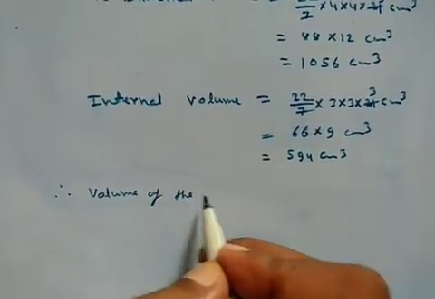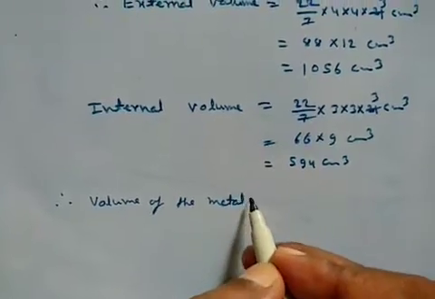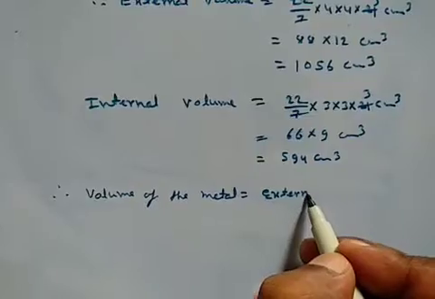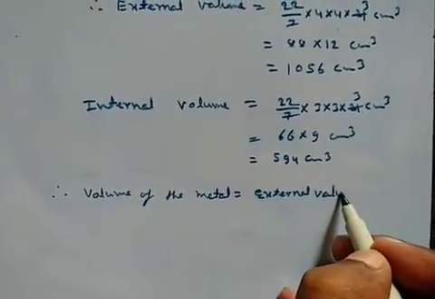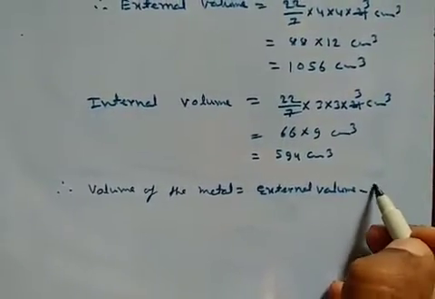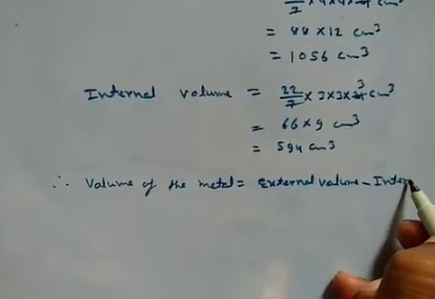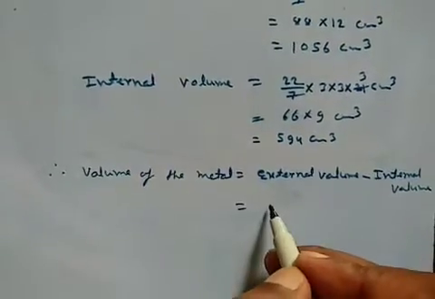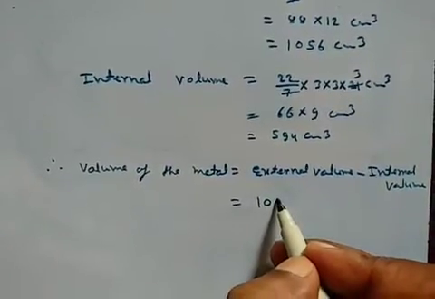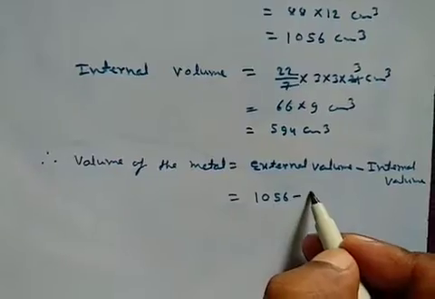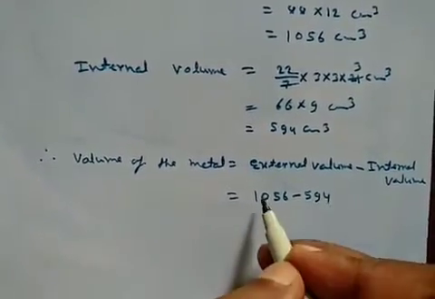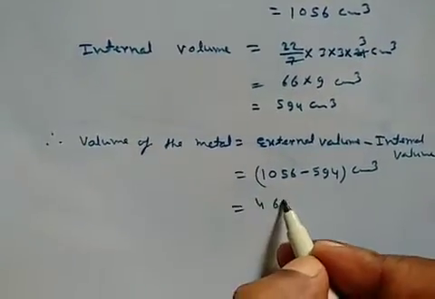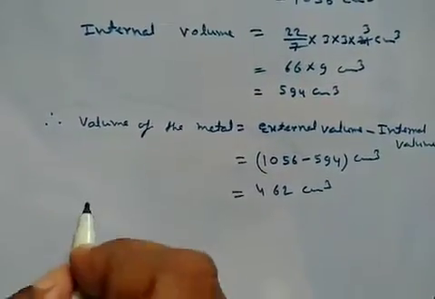So volume of the metal equal to external volume minus internal volume equal to 1056 minus 594 centimeter cube is equal to 462 centimeter cube.